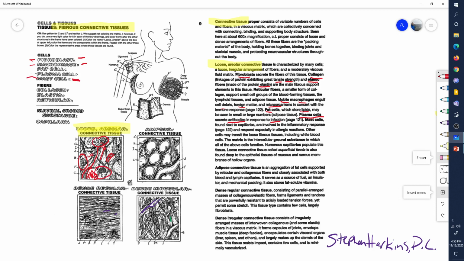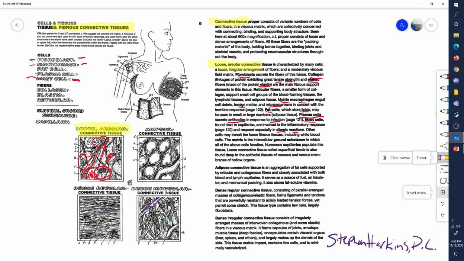Mast cells secrete histamine for inflammation. So when you have allergies, you can blame these mast cells. They're the ones that are secreting histamines. They're involved in allergic reactions. That's why you take an antihistamine. It's because of these guys right here, the mast cell.